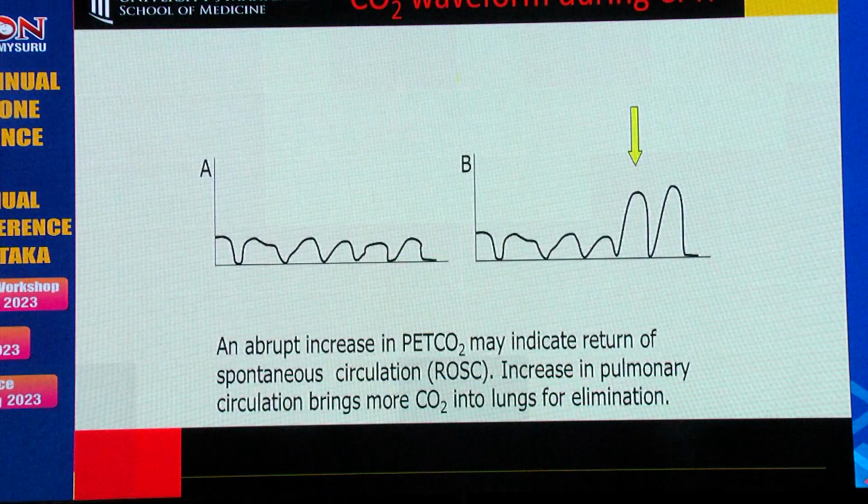Now, during CPR, when you suddenly see an increase in end-tidal CO2, what does it indicate? It tells us that the patient's heart has started spontaneously, and therefore it is contributing to an increase in cardiac output. So just by looking at the CO2 monitor, you can say if the heart has started spontaneously or not during CPR.